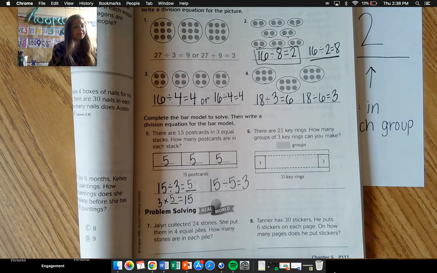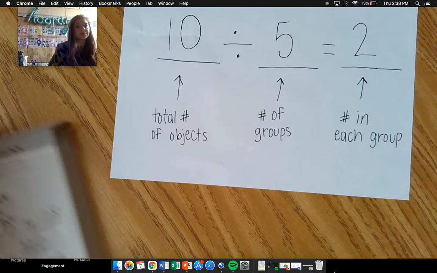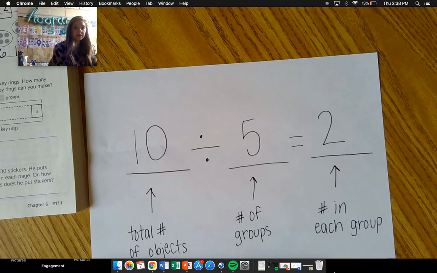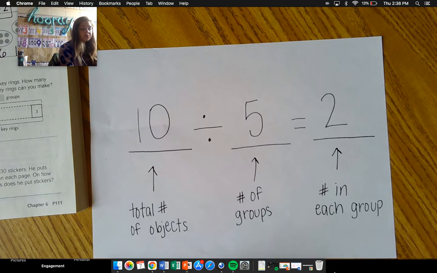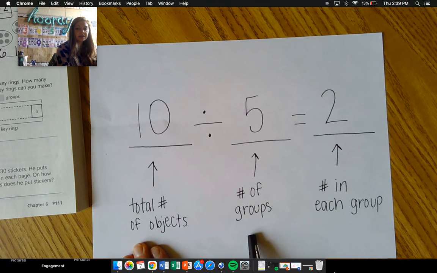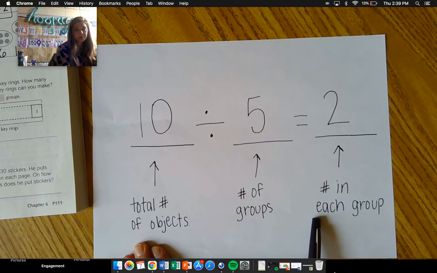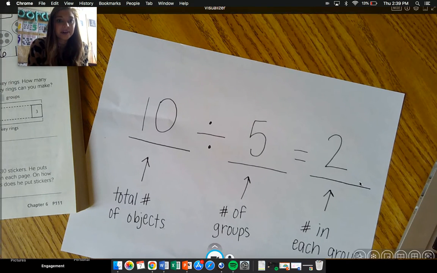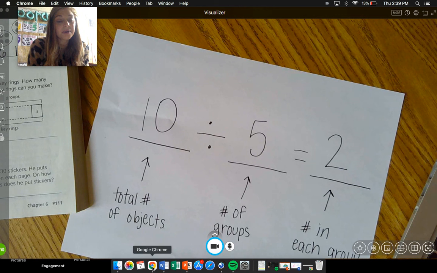Okay, that's going to be it for today. Today's lesson was pretty short. Please go ahead and use this if you need to. That could help you write your division problem. So remember, the first number is the total number of objects divided by the number of groups equals the number in each group. Okay? So you have a seesaw assignment to do now, and I will see you all next time.